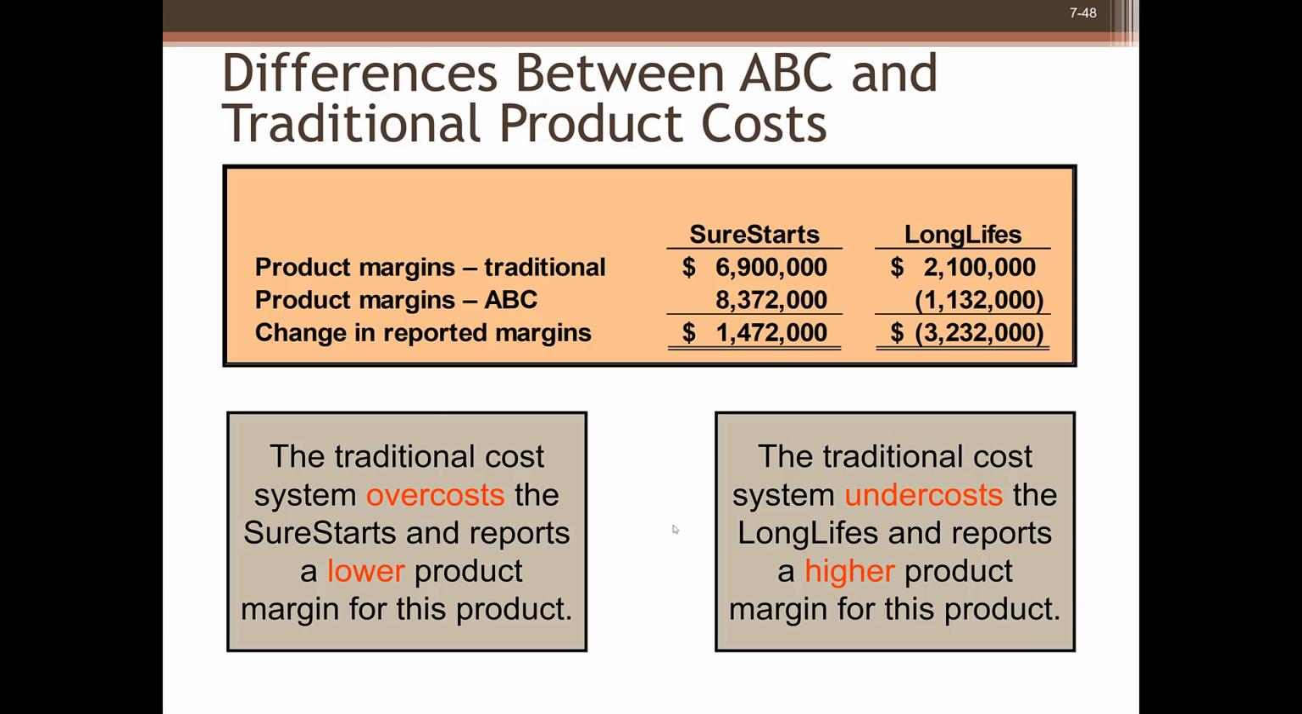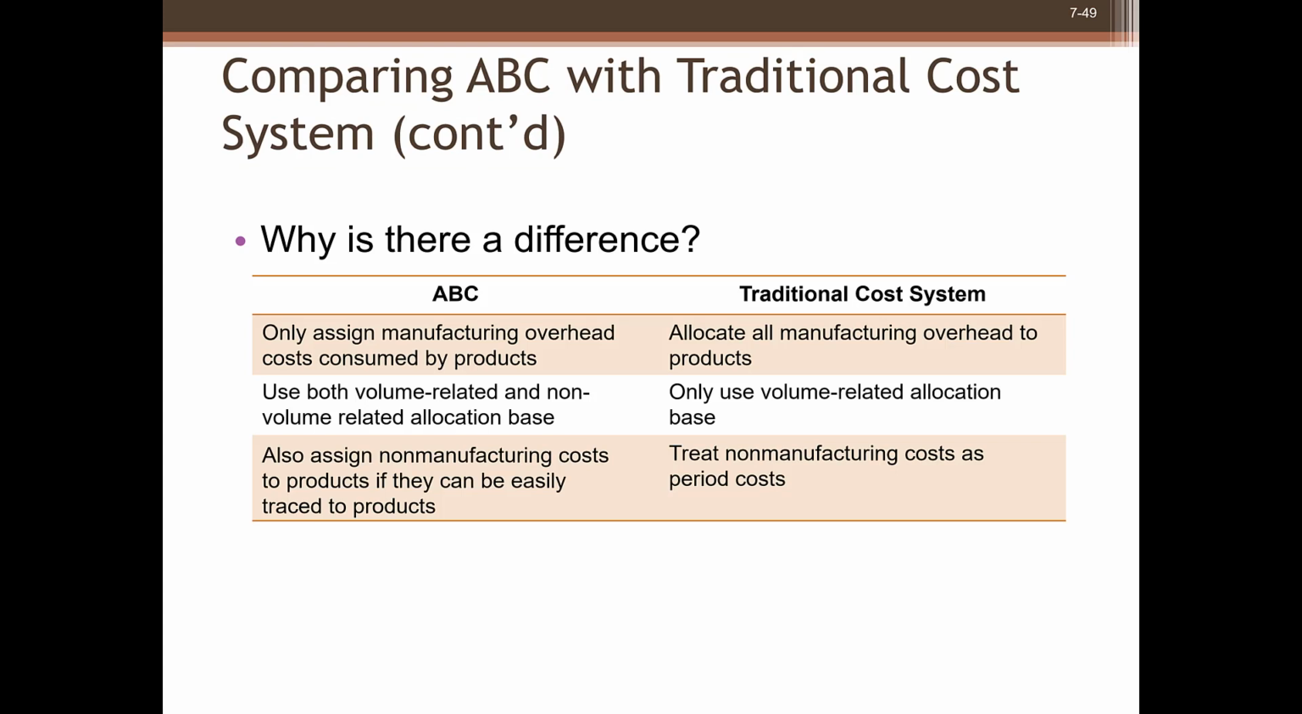So those are the differences. In summary, let's take a look at why there's a difference between ABC and the traditional costing system. There are three reasons. The first reason: ABC only assigns manufacturing overhead costs consumed by products to those products, but the traditional costing system allocates all manufacturing costs to products. In particular, ABC does not assign organization-sustaining costs or idle capacity to products.